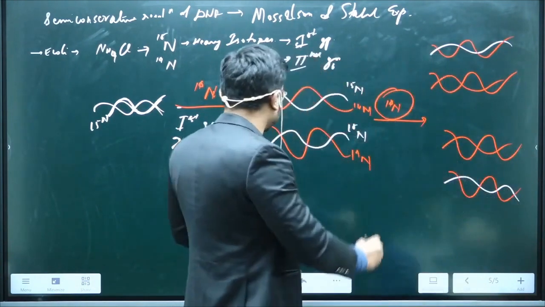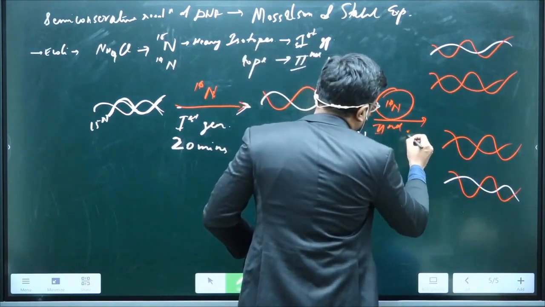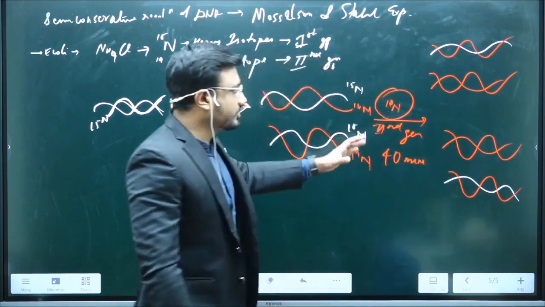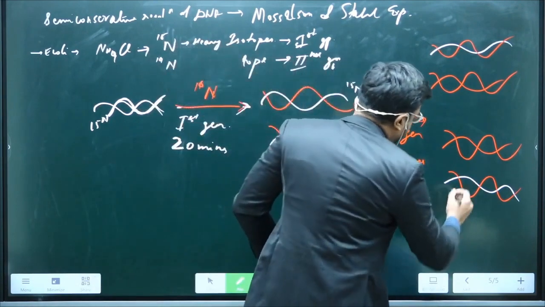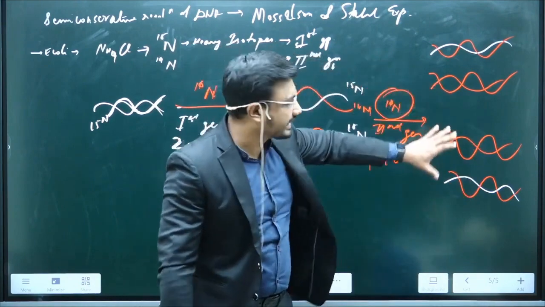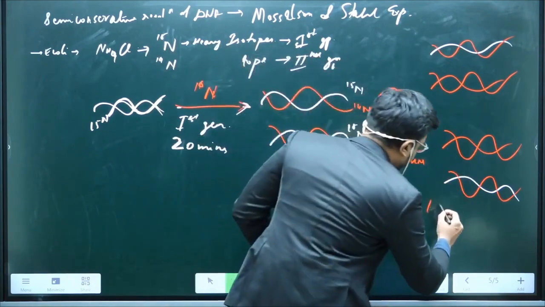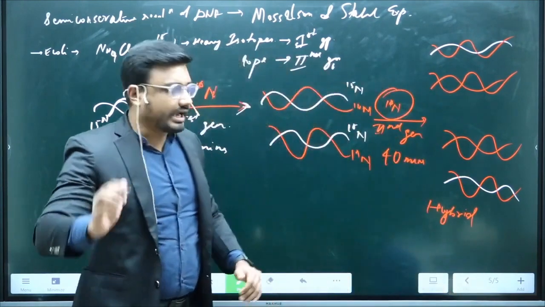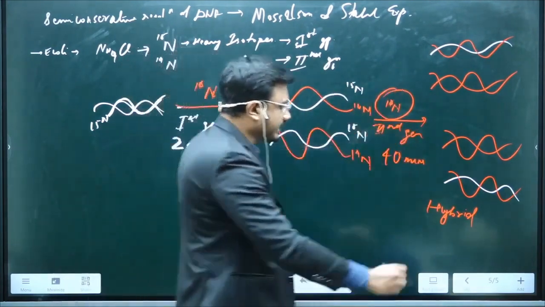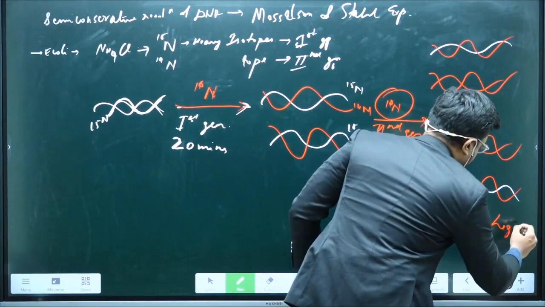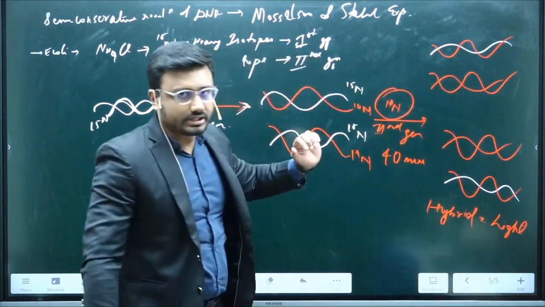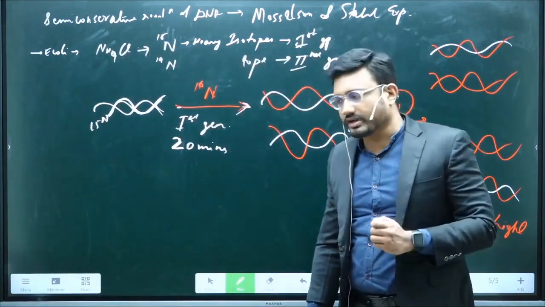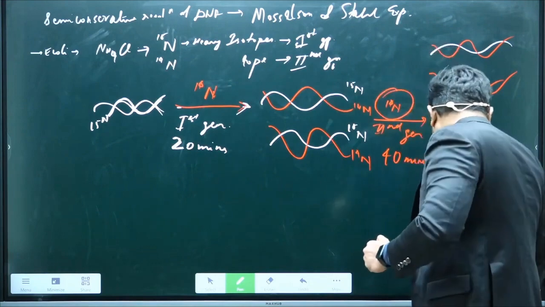So in the second generation, that is after 40 minutes, we were able to find that there is an equal proportion of the light strands and the hybrid strands. Hybrid consists of both the light strand and the heavy strand, and the light strands, they were equal in the second generation. So this experiment proved that DNA has a semi-conservative mode of replication. So now let us move ahead to the next concept.